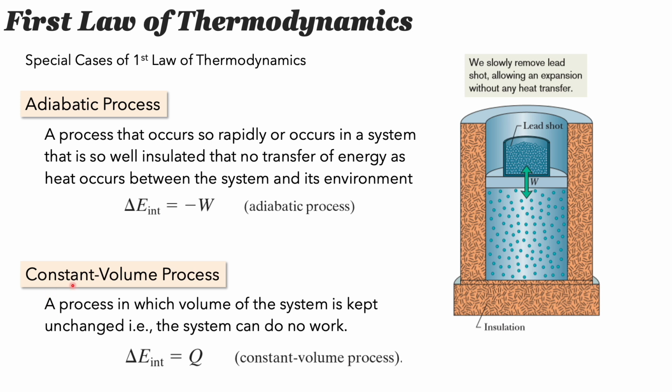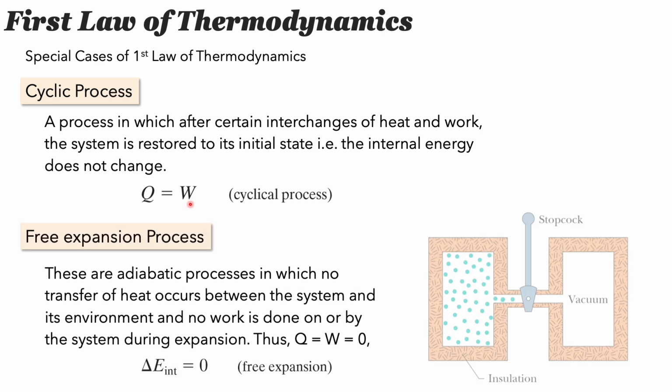Okay, and the second is the constant volume process, a process in which the volume of the system is kept unchanged. So, we fix the piston here and we do not let it change, then the system will perform no work. The work done will be 0. So, neither is work done on the system nor by the system. Then Q minus 0 will be equal to Q. This was for the constant volume process.